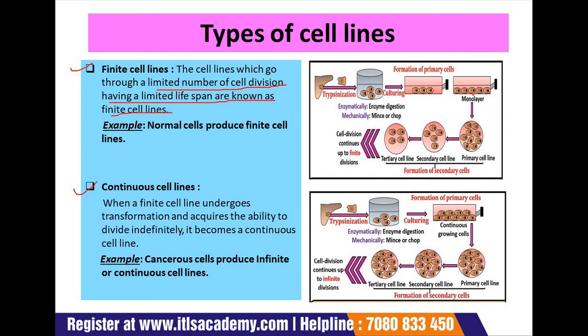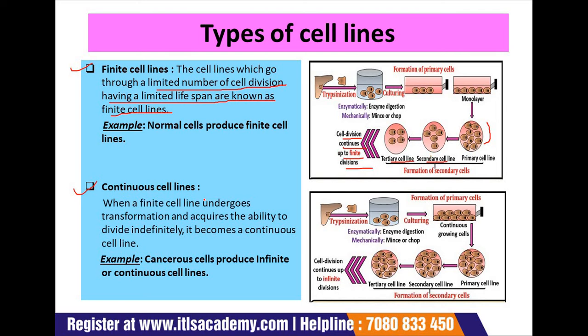This is the monolayer, and then the monolayer again converts into different types of cells, but the number of cells is very specific here. The primary cell line is growing in this picture, the secondary cell line is here, then the tertiary cell line is also here, but cell division continues only up to a finite number of divisions. But you can see in this picture the number of cells is very limited here.